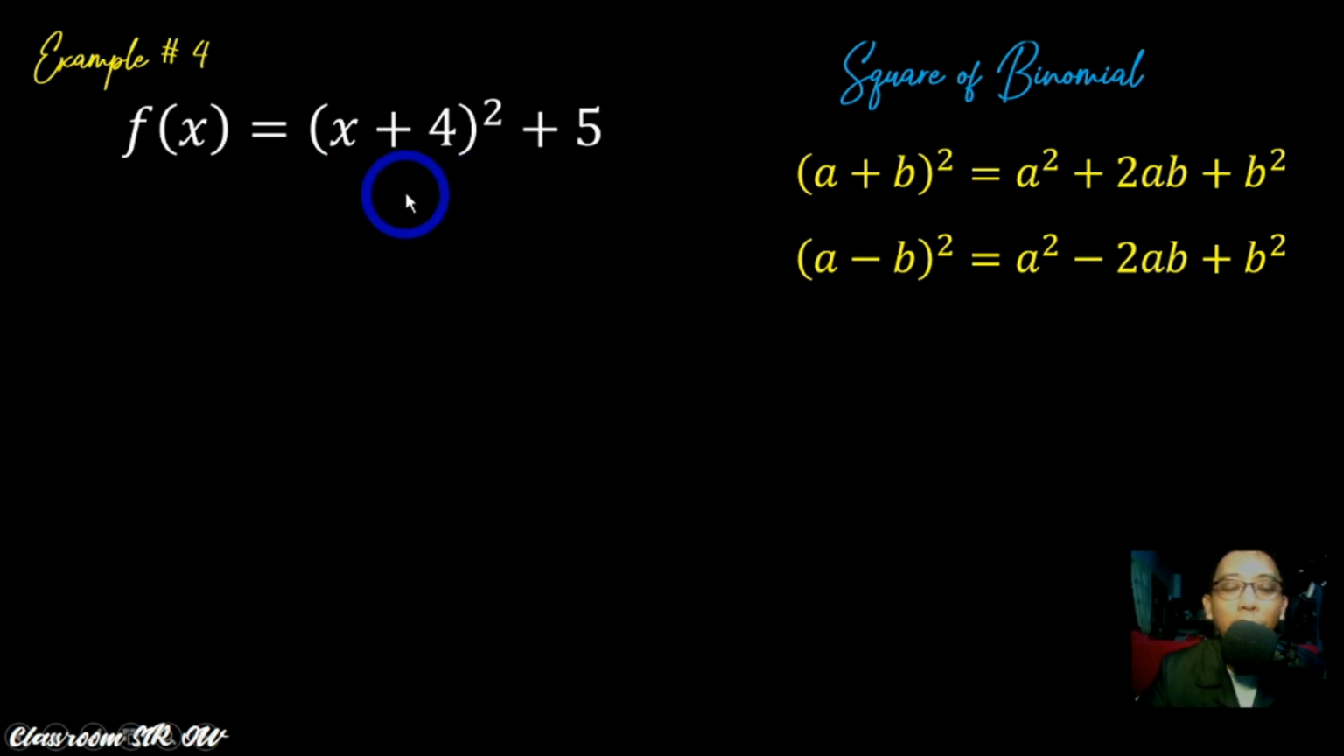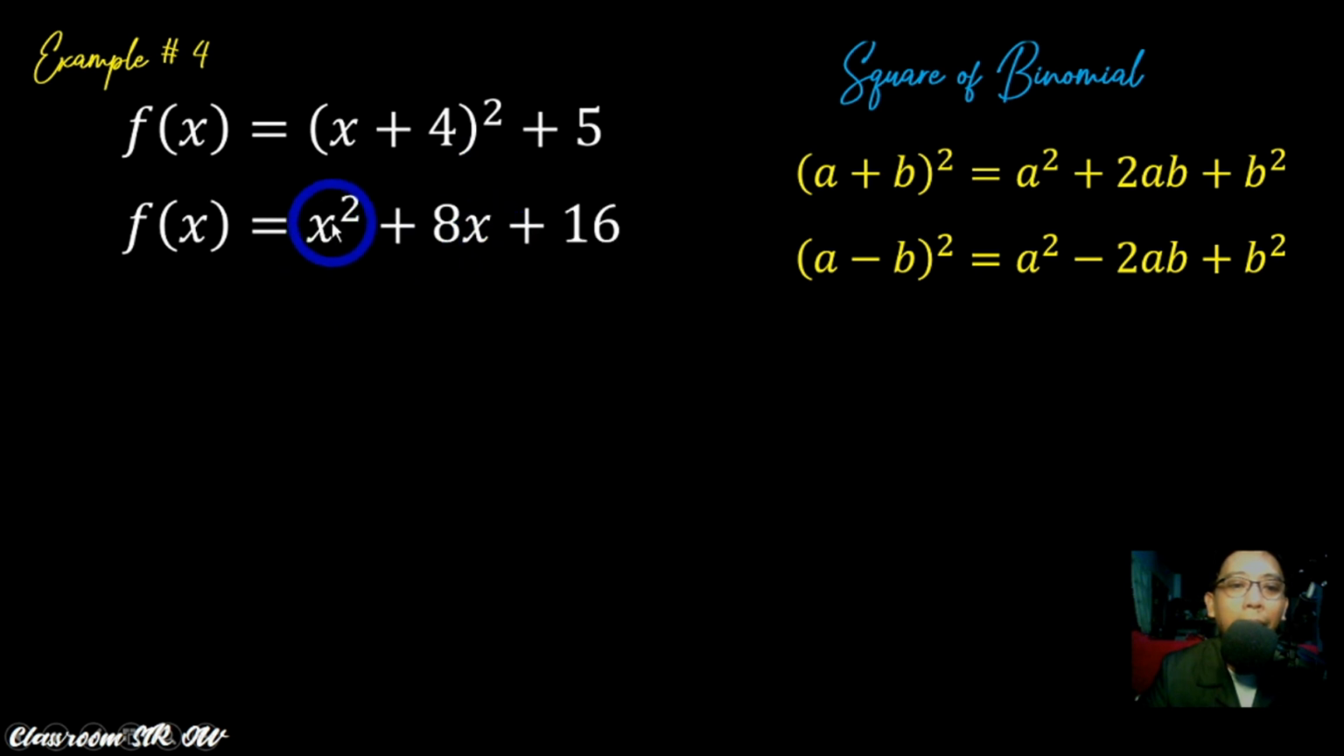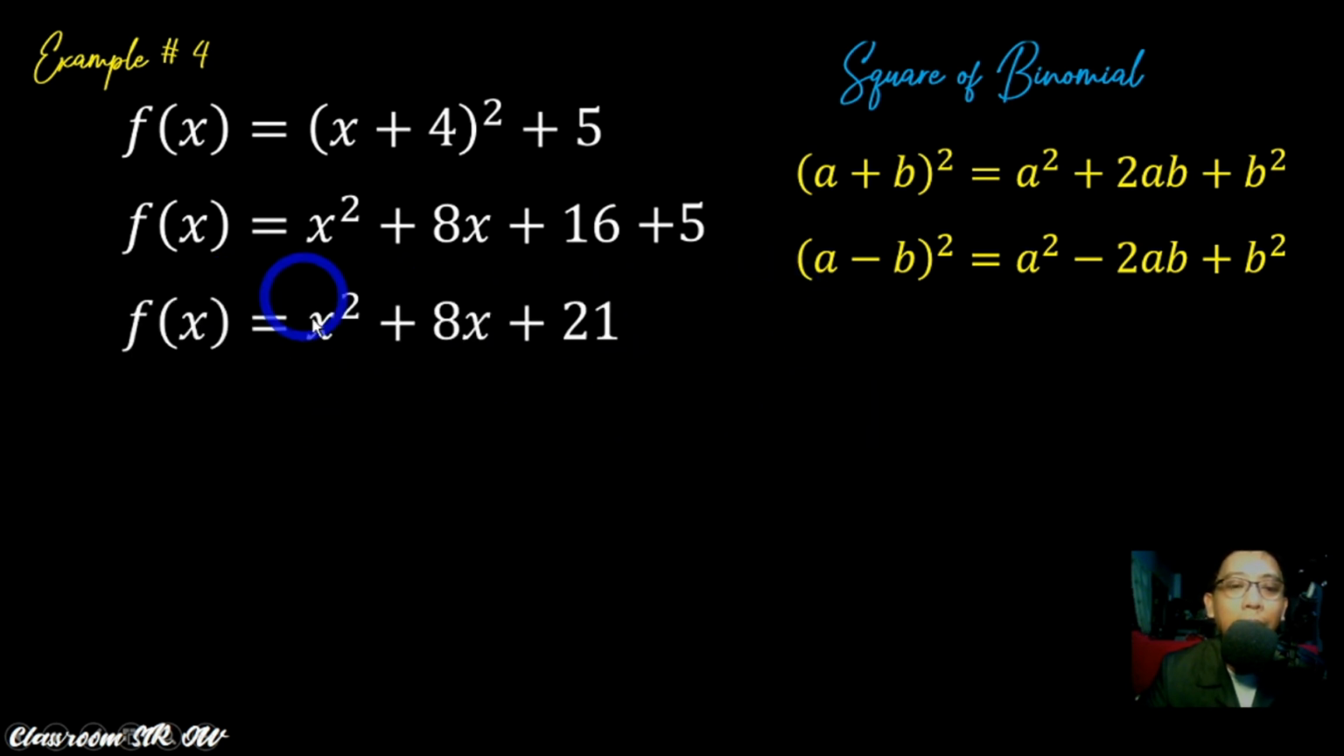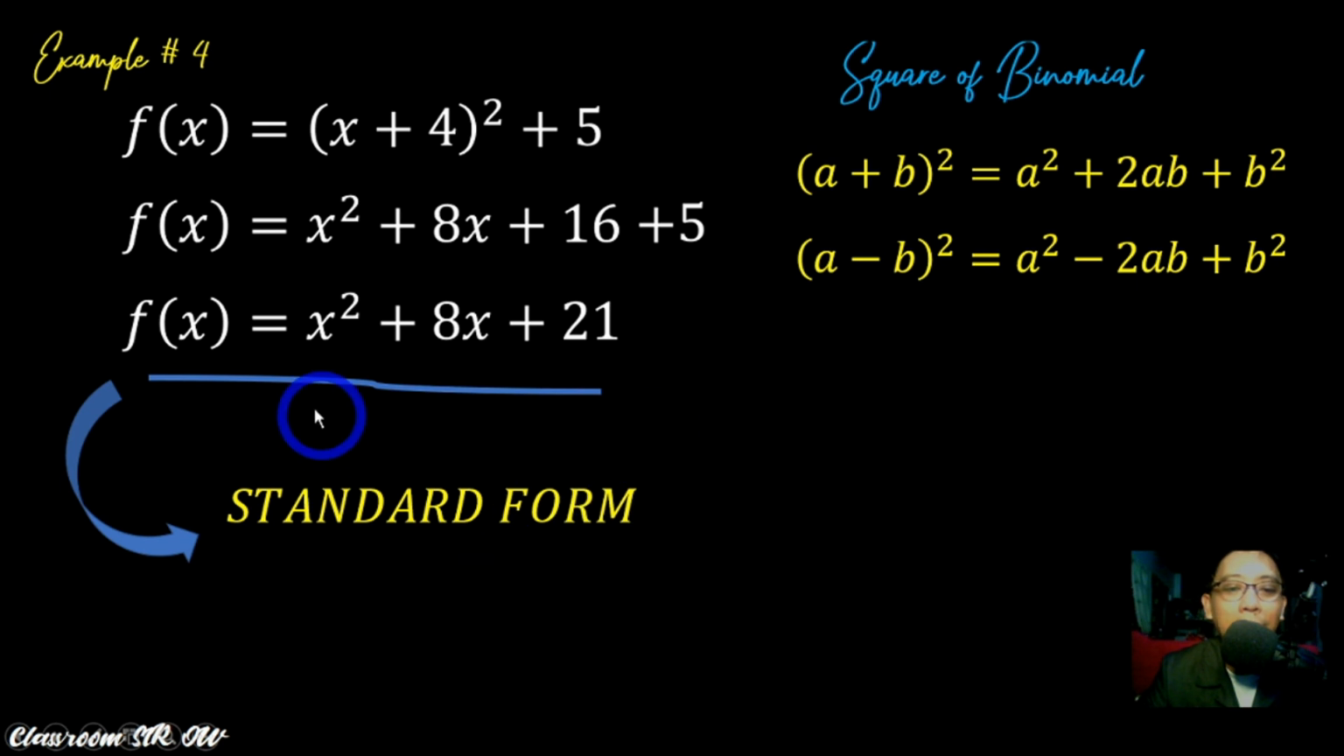Now, in the given quadratic function in vertex form, if you notice this is plus, so we will apply the first formula for the square of a binomial because we will expand this one. So this is the expanded form. So we will expand this as x squared plus 8x plus 16 plus 5. Of course, simplifying this further, that is x squared plus 8x plus 16 plus 5 is 21. So this is now the standard form of the quadratic function.